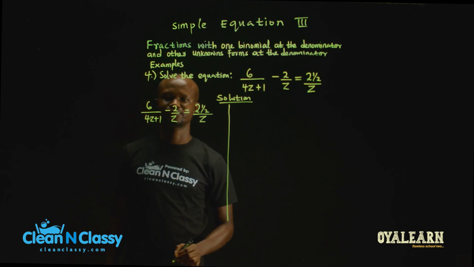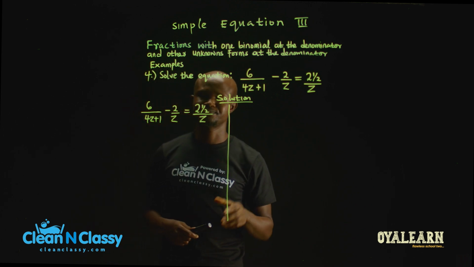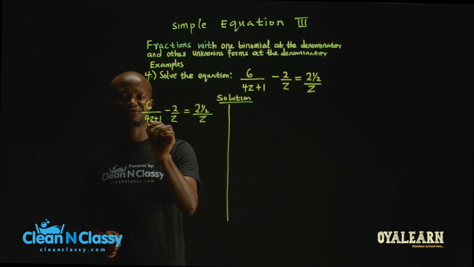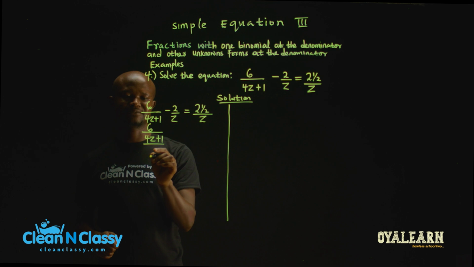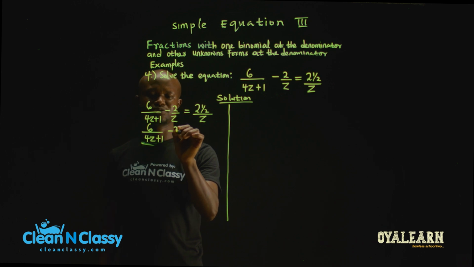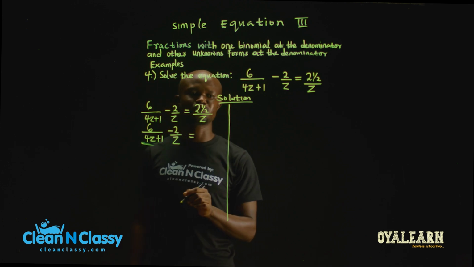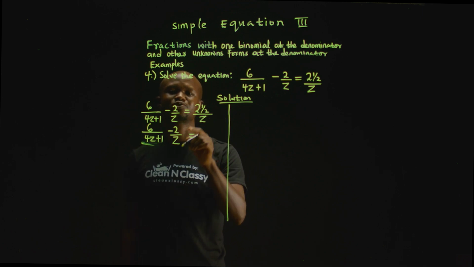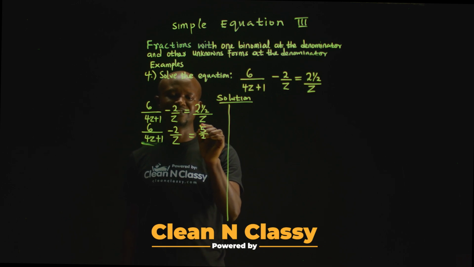Now, the first thing to do is to convert 2 1/2 from a mixed number to an improper fraction. So we have 6 divided by 4z plus 1, minus 2 divided by z, equals 2 1/2 here. Converting 2 1/2 to an improper fraction: 2 times 2 we have 4, 4 plus 1 is 5. So we have 5 over 2, divided by z.